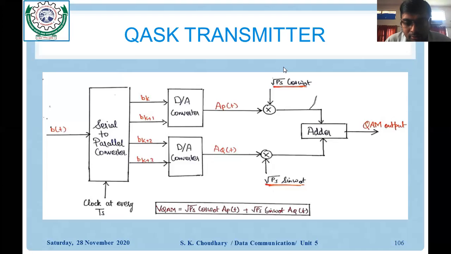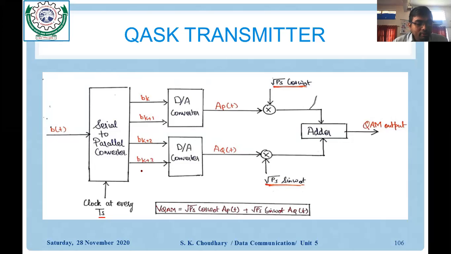This is the diagram that tells us about the transmitter of QASK. You can see that the bit pattern or binary sequence b(t) is applied to the serial to parallel converter, where the data is entered serially, 4 bits at a time, as we have seen that in the QASK we combine 4 bits of information, with the serial to parallel converter clocked after every Ts seconds. It is split into 4 parallel bits, that is b_k, b_k+1, b_k+2 and b_k+3.